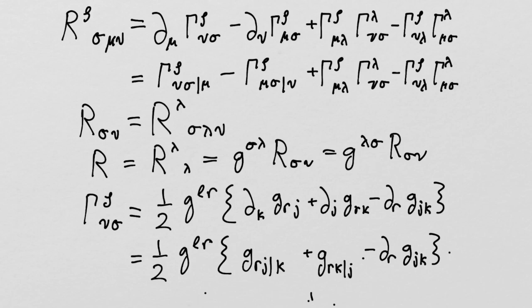The point is that this is entirely in terms of this, which is entirely in terms of the metric. So this is entirely in terms of this. So this is entirely in terms of the metric. And this is defined entirely in terms of this, which is entirely in terms of this, which is entirely in terms of this, which is entirely in terms of the metric.